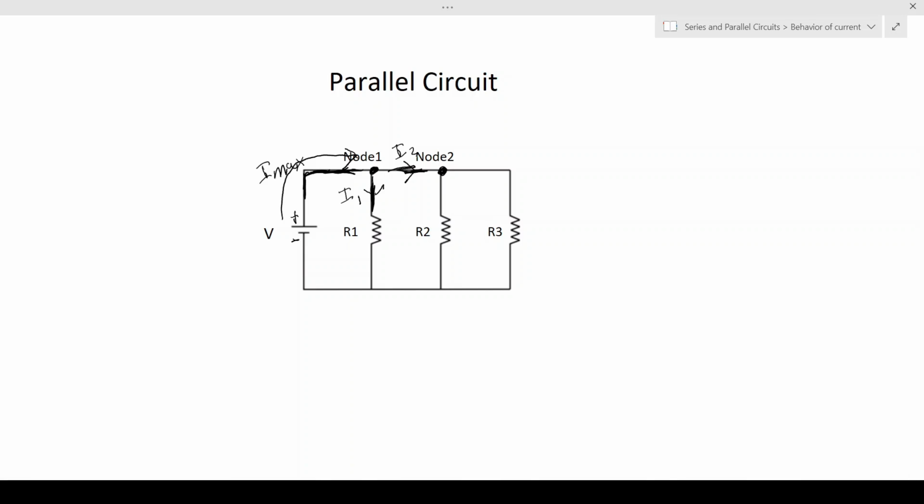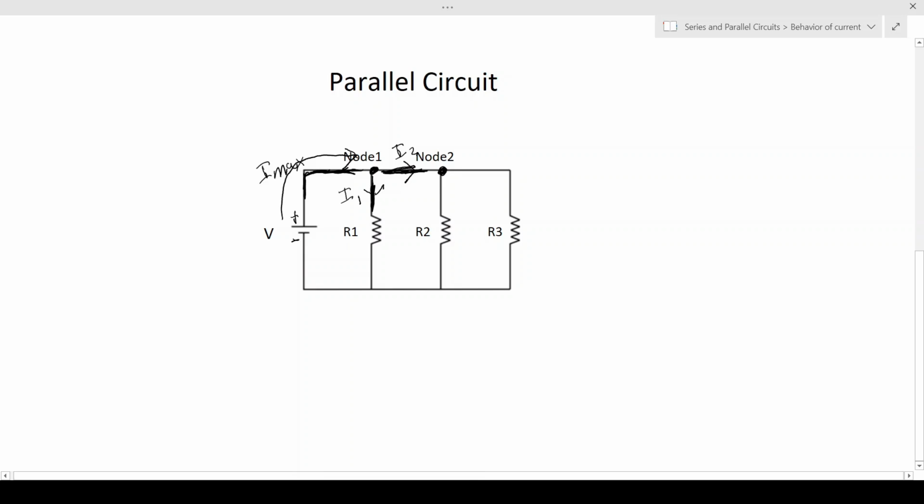In my later videos, I will talk more about current division, but for right now, it's not too important. All you need to know is that with current division, current divides at a node. So you have a little bit of current going through one branch and a little bit of current going through the other branch. And this is the concept of current division.